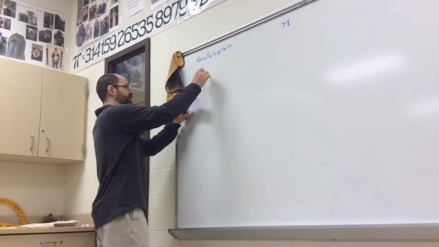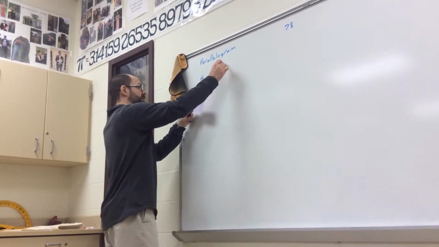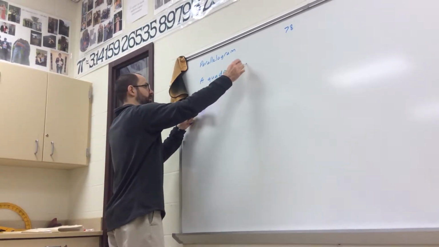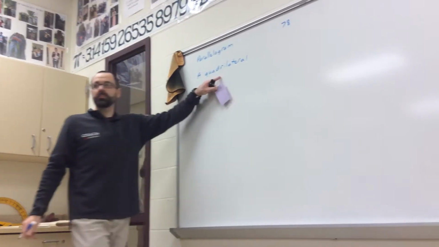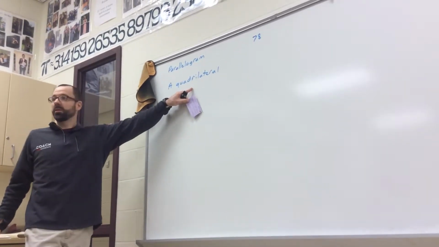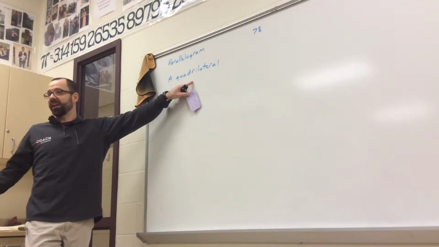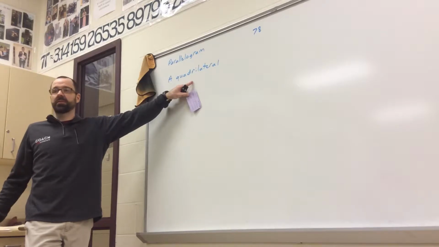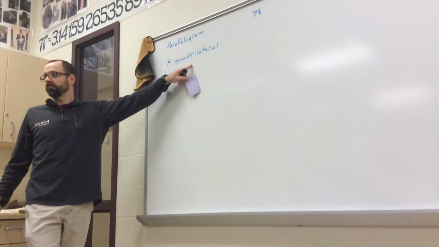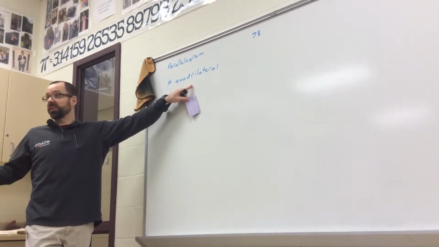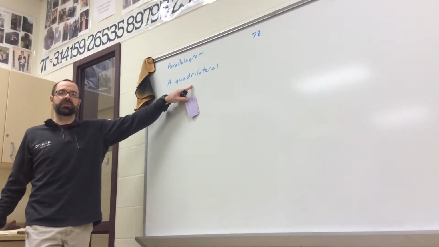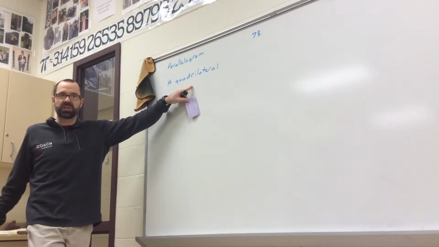Parallelogram is a quadrilateral. So a quadrilateral just means that it has 4 sides. So a triangle has 3 sides. A quadrilateral has 4 sides. But a parallelogram is a special kind of quadrilateral. So it's not just any old 4-sided figure.